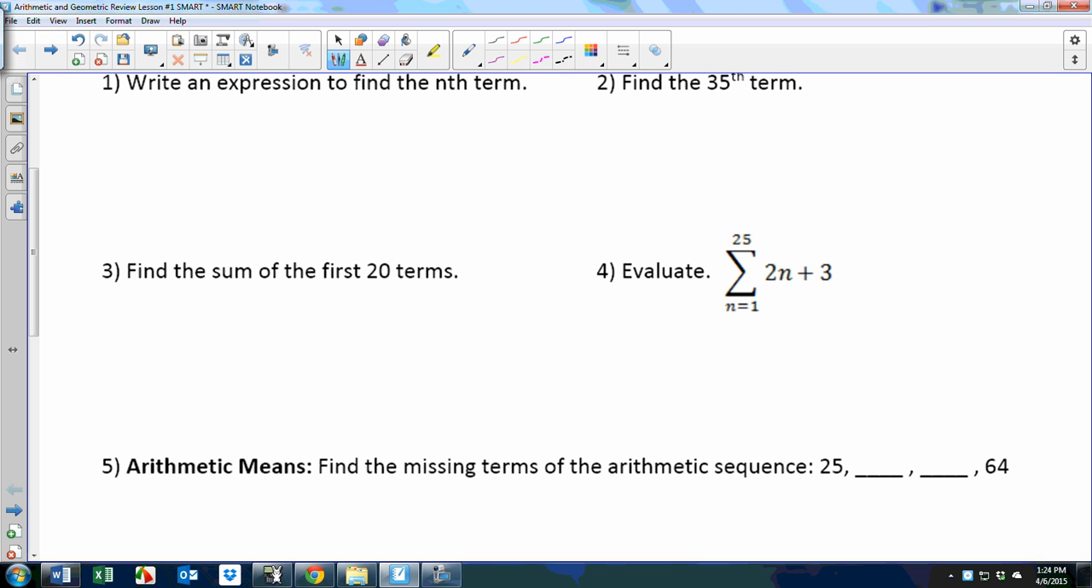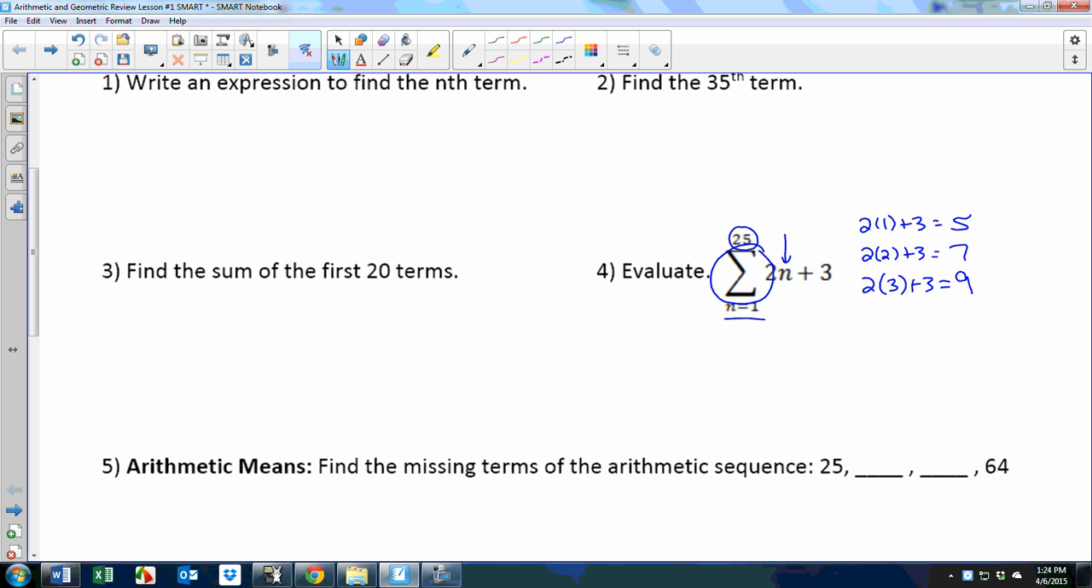Question number 4 says find the sum of the first through the 25th term. So I'm going to plug a 1 into this formula. 2 times 1 plus 3, 5. Then I'm going to plug a 2 into the formula. 2 times 2 plus 3, 4 plus 3, 7. Then a 3. 2 times 3 plus 3, 6 plus 3, 9. And I start to notice a pattern.